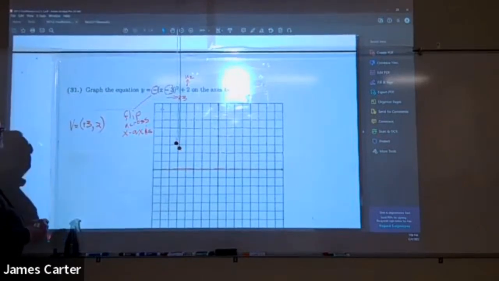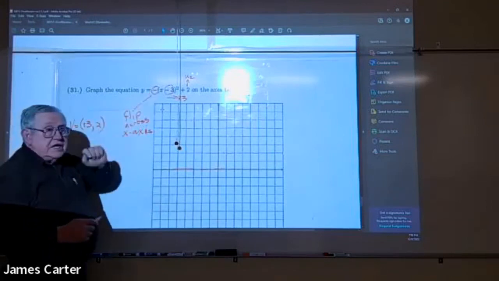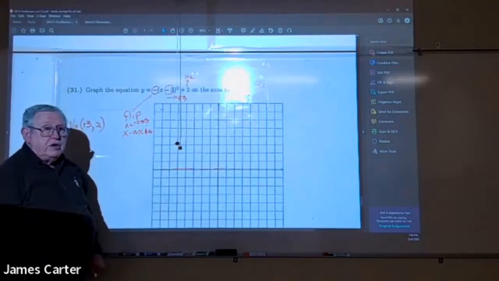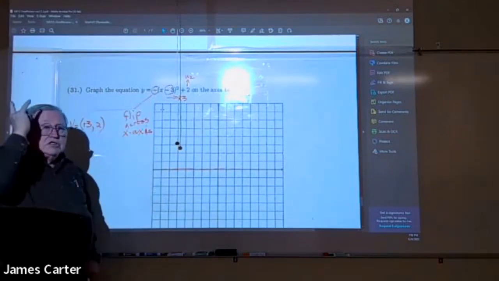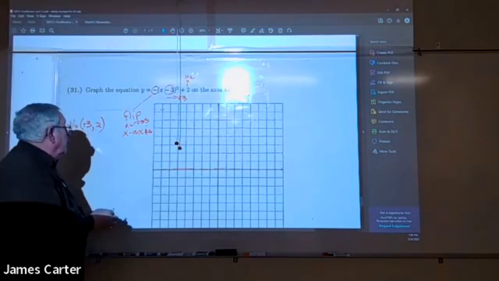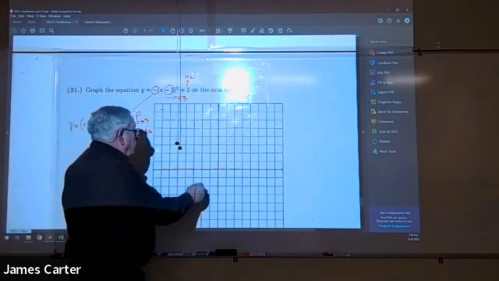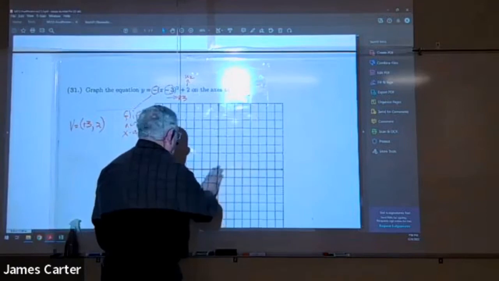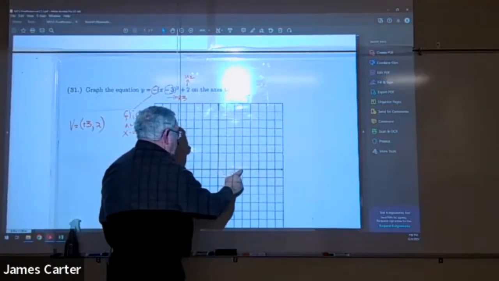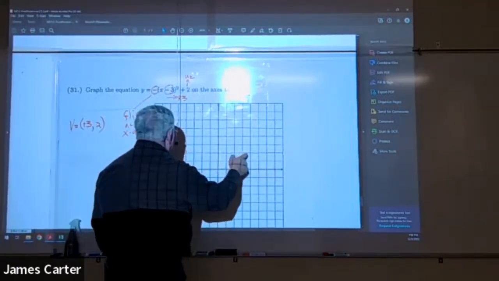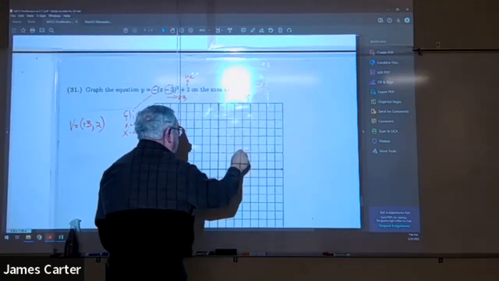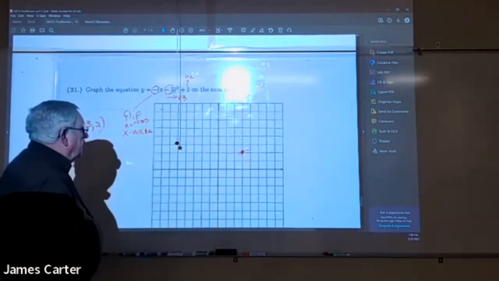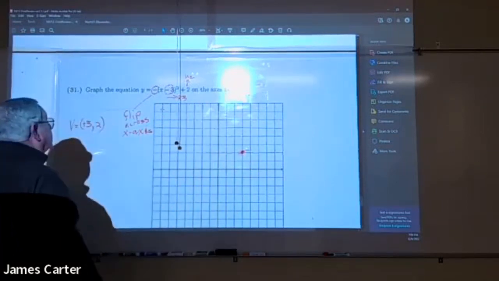Now, if this were positive, what direction would this graph go? It would go up. But this is negative, so it's going to go down. Okay, so the point (3, 2), there. 1, 2, 3, up 2. Right there. Okay, there's a vertex. So we know this thing's got to come down like this, okay?